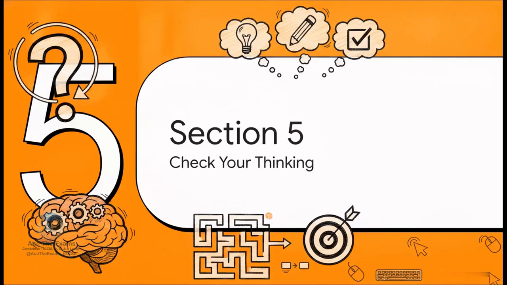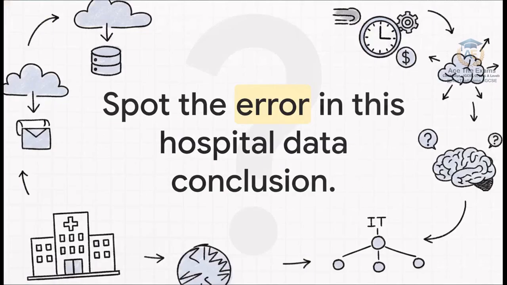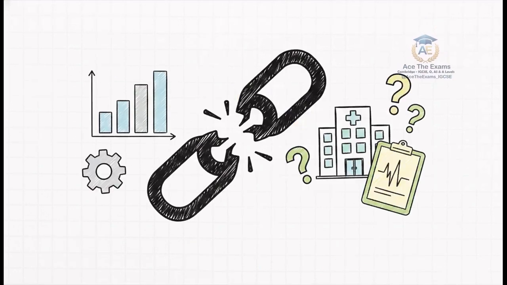Section 5. The interactive checkpoint. Let's put your mark scheme logic to the test with a quick pause and predict challenge. Here's the challenge. Read this statement: the hospital should use indirect data because it is cheaper and faster to obtain from existing databases. Take a second and think. Why would a Cambridge examiner ruthlessly withhold marks from this seemingly logical conclusion? Think back to our framework. What's missing? If you said it's missing the scenario link, you absolutely nailed it.